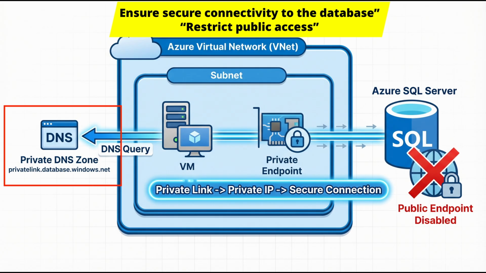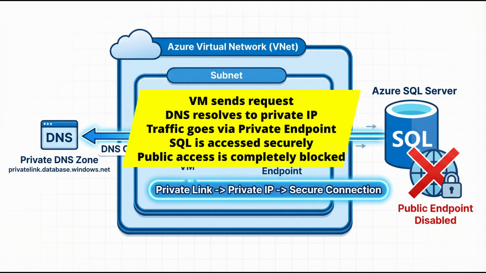Now look at the left side, private DNS zone. And this is where most people fail. When your VM tries to connect SQL, it does not go directly. It first asks, what is the IP of the SQL server? And then DNS responds with a private IP, not public IP. So your traffic stays inside Azure, no exposure to internet, and fully secure communication. Let me warn you, most candidates create private endpoints, forget DNS, result connection fails. So you must configure DNS because private endpoint without DNS is like having a locked door, but no address to find it. So let's connect everything.